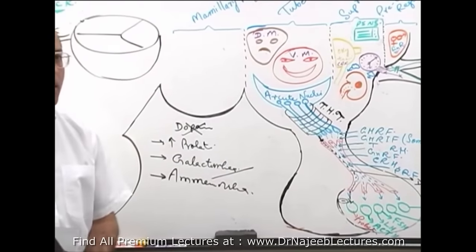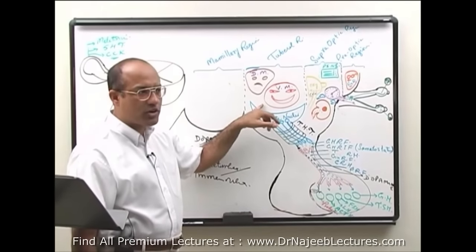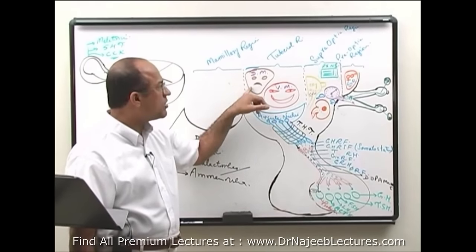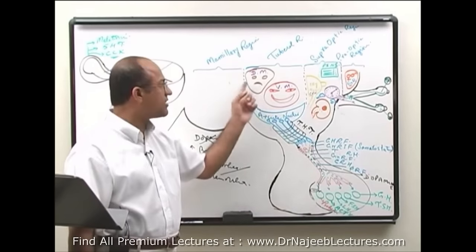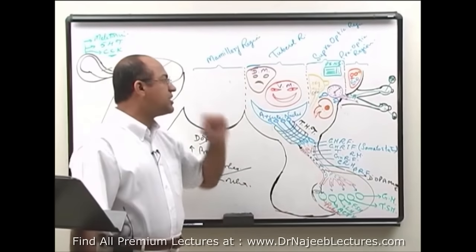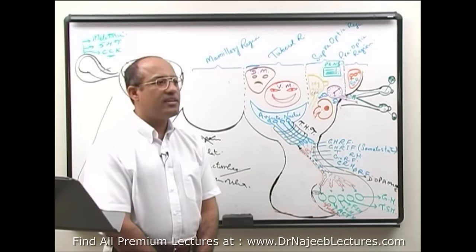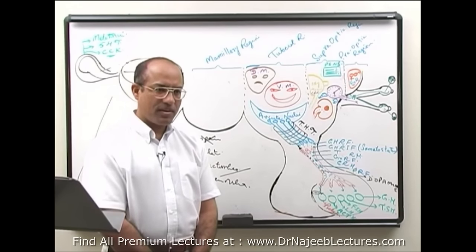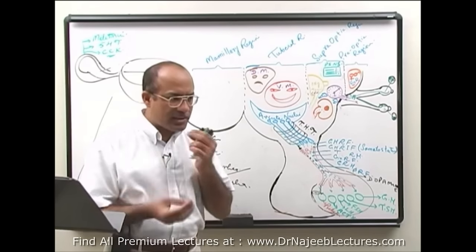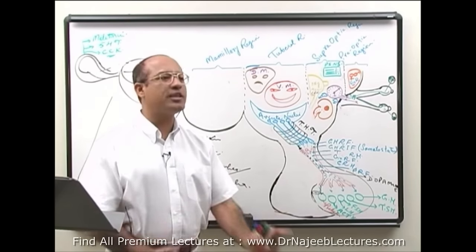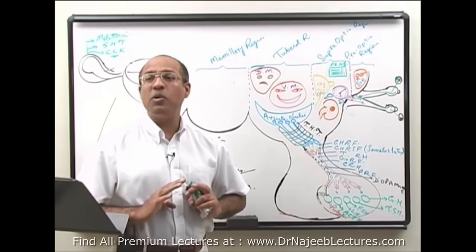There's no question. Now we come to this area, this nucleus. This is ventromedial, and that is dorsomedial. Both of them are medial, but one is ventral and the other is dorsal. The ventromedial nucleus is basically the satiety center. When you are eating, a time comes when you don't want to eat anymore. Then we say you are no more hungry.